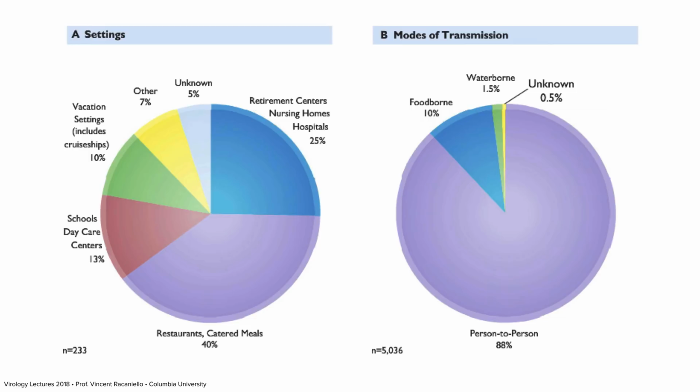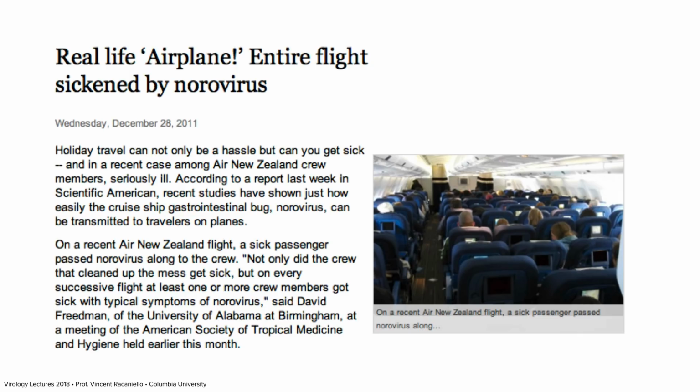People got gastroenteritis. It was probably this. You put all these people together, an infected food handler, boom. Cruise ships is not a major venue, but it gets a lot of attention. And on the right are the modes of transmission. Person to person, 88% is the biggest, and foodborne is only 10%, interestingly.